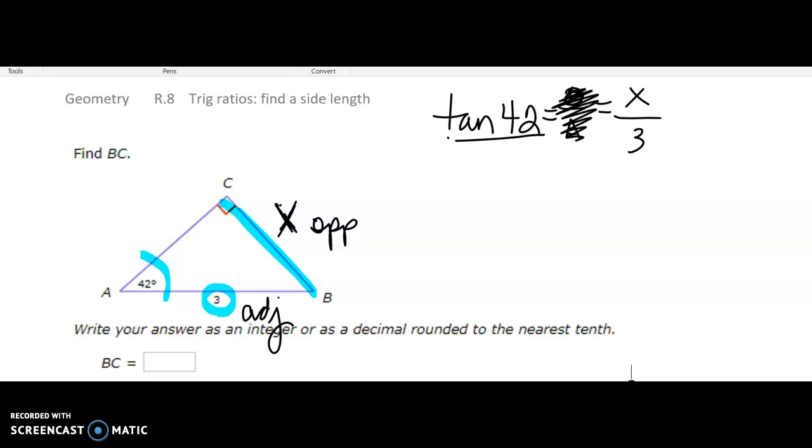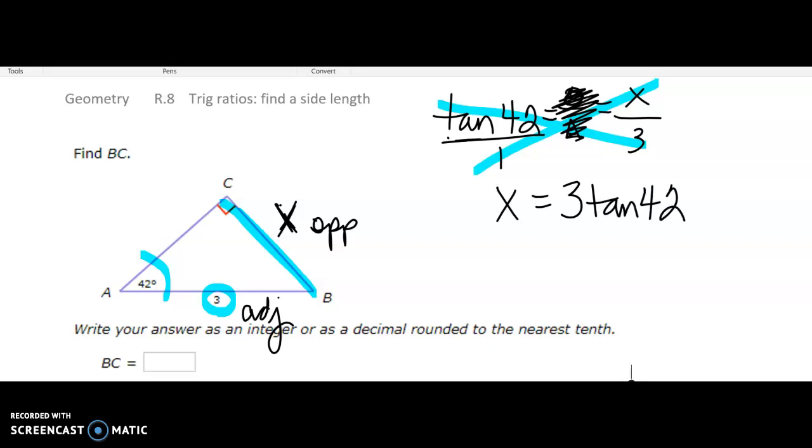So I'm going to put this tangent 42 over 1 so I can get one fraction to equal another fraction. If you have a fraction equaling a fraction, then you can cross multiply. So 1 times x is 1x, and tangent 42 times 3 is 3 tangent 42. And that's what you're going to put in your calculator, just like that, unless you're using your phone.